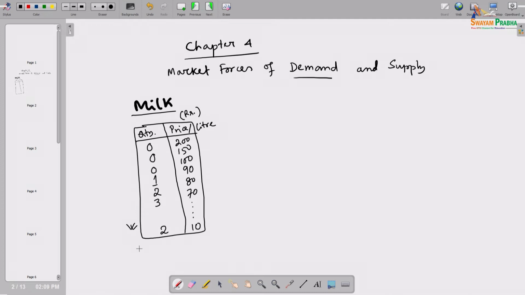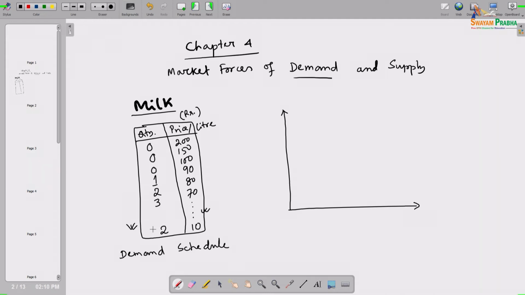So, this kind of tabulated quantity demanded vis-a-vis price is called a demand schedule. So, this is a demand schedule for whom? For one individual customer. This is the demand schedule for me. And when we plot these figures in a diagram, that is called a demand curve. In economics usually we draw this kind of demand curve.